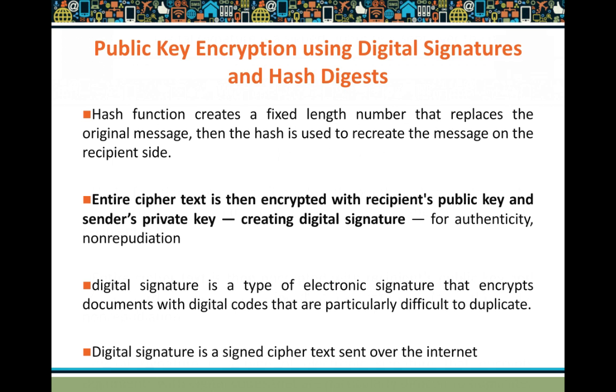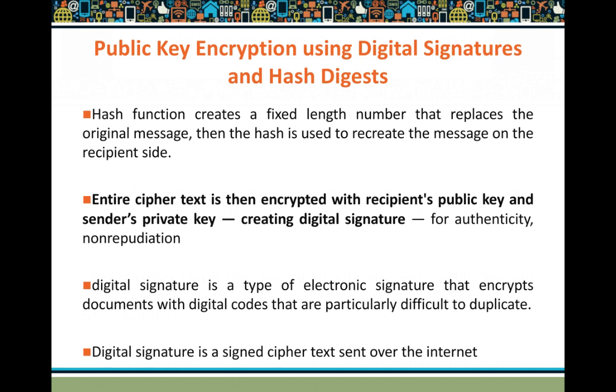Now a hash function creates a fixed length number that replaces the original message. Then the hash is used to recreate the message on the recipient end. So this hash is a number, a fixed length number that will be replacing the original message. At the receiving end, the hash will be used by the recipient in order to recreate the message. It is an extra security applied on the message in order to prevent any alteration of the message during transmission. That is basically hashing.